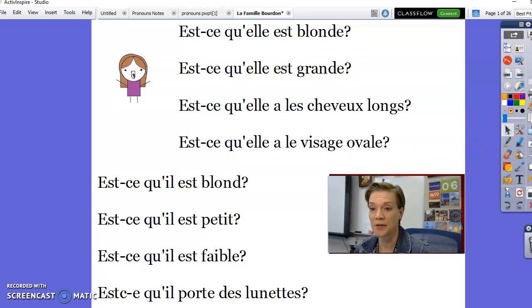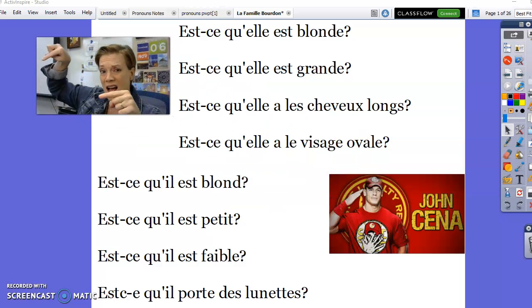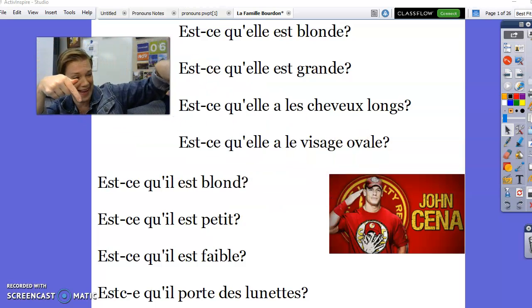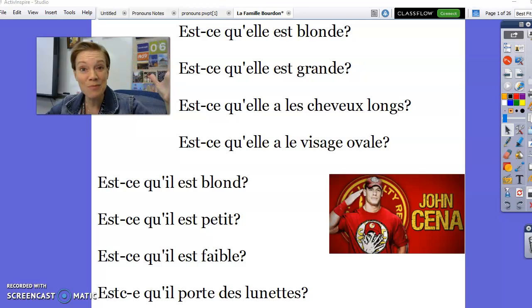And here's another person to talk about. I gotta move myself over here because it's John Cena. Oh wait, this way. Est-ce qu'il est blond? Est-ce qu'il est petit? Est-ce qu'il est faible? Est-ce qu'il porte des lunettes? How many of those words do you recognize?